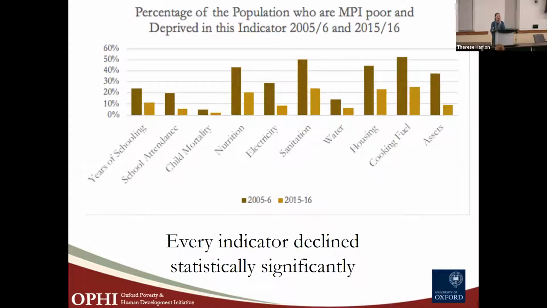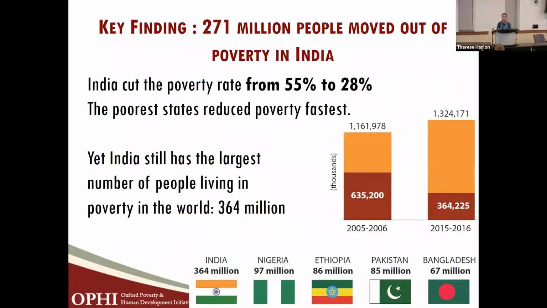So how did this change happen? One happy story is that every single indicator of the 10 indicators declined statistically significantly, and most of them were cut by half. I should have said that the headcount ratio was not cut by half, but MPI was. And I'll show you why later. But that's one of the fascinating things. MPI is a better statistic politically because it can be cut by half. The same happened in Nepal. They cut MPI by half, but not headcount ratio.